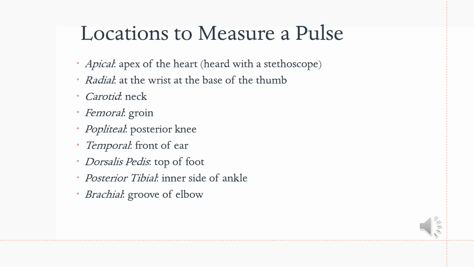There are 9 different areas where a pulse can be measured. The apical, which is the apex of the heart, heard with a stethoscope. The radial, which is at the level of the wrist on the side where the thumb is. Carotid, which is in the neck. Femoral, which is in the groin. Popliteal, which is in the posterior part of the knee or behind the knee.